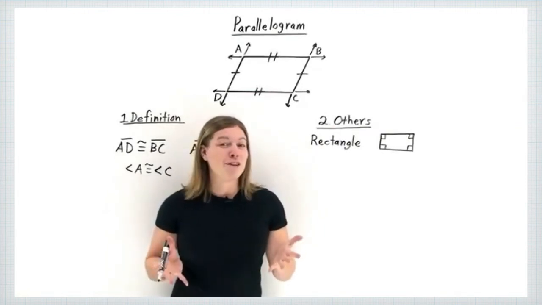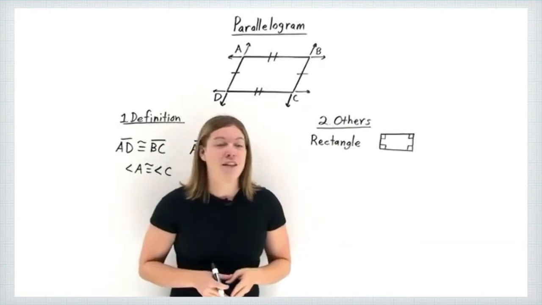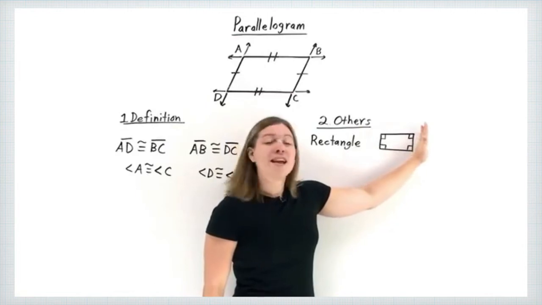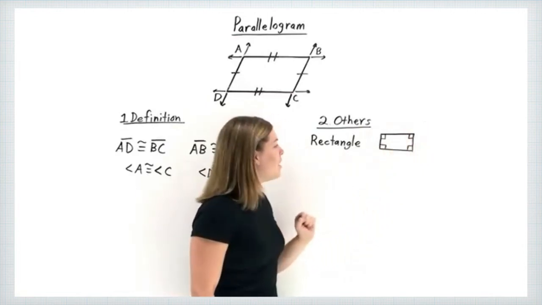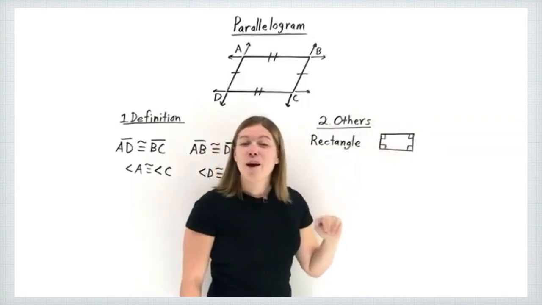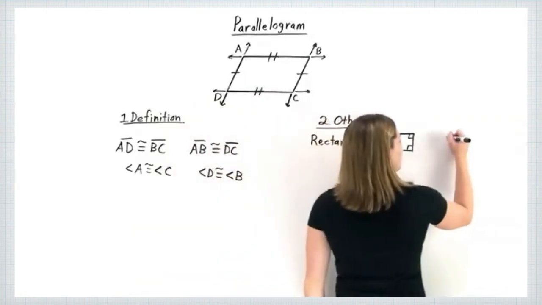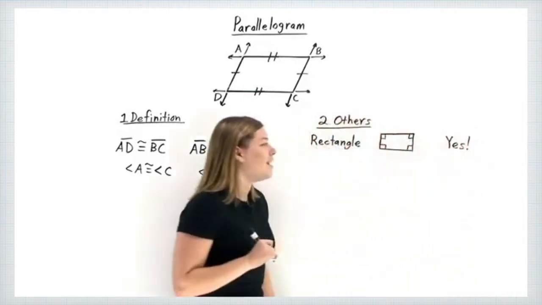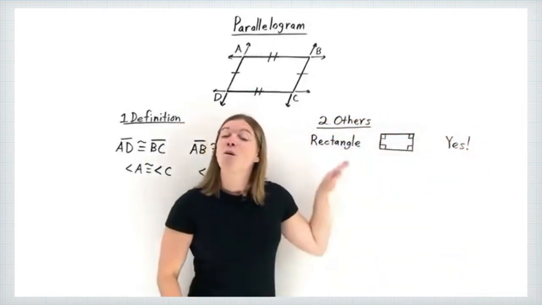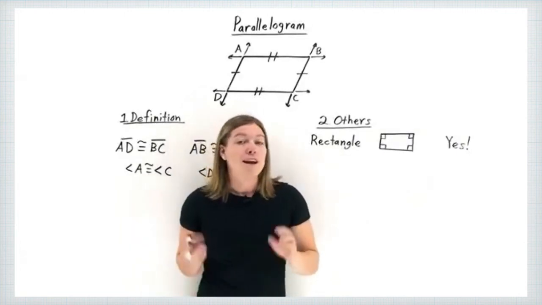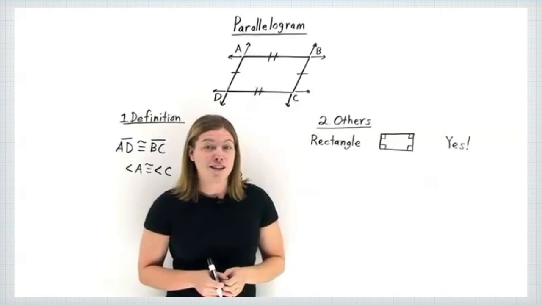To be a parallelogram, the opposite sides must be parallel and congruent. If we look at these opposite sides, we can see that they are parallel and congruent. And if we look at these opposite sides, we can see that they are parallel and congruent as well. Since a rectangle has two pairs of parallel and congruent sides, that means that yes, a rectangle can qualify as a parallelogram. But not all parallelograms are rectangles.